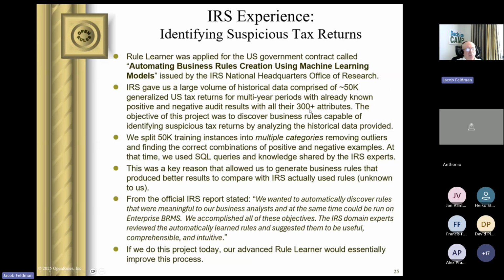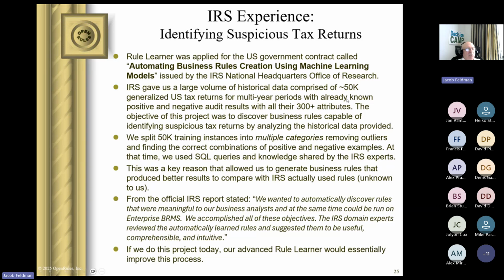And usually, if you're familiar with tax return forms, they have more than 300 attributes, and different combinations of these attributes can lead to some interesting violations of tax returns. And our objective was to discover business rules capable of identifying suspicious tax returns. They call these red flag rules. But what was very important, nobody knew what actual rules were applied over this time period.